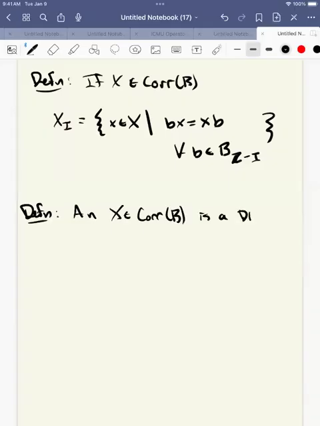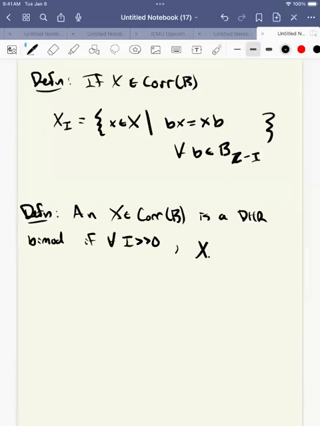A DHR bimodule, if for all sufficiently large intervals, and what that means is there exists an R such that for all intervals whose size is at least R. Okay, and that's what I mean by sufficiently large I.